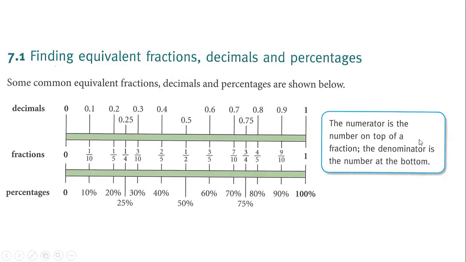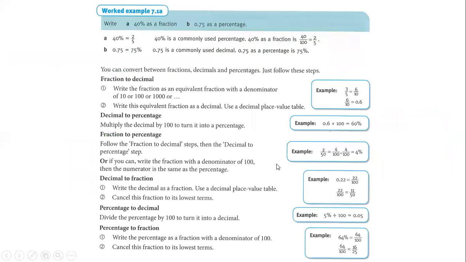Numerator is the number on the top of the fraction. Yeah, the top one is called numerator and the bottom one is called denominator. Here we have a first example, like 40% as a fraction. Once you write 40% as a fraction, whenever you remove the percentage sign, you can put 100 on the bottom, in the place of denominator.